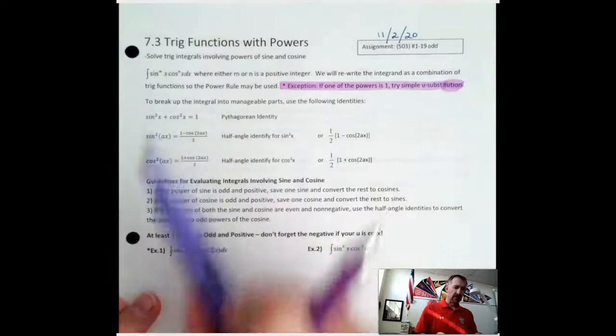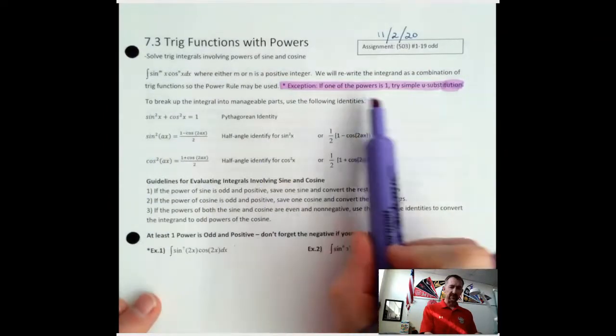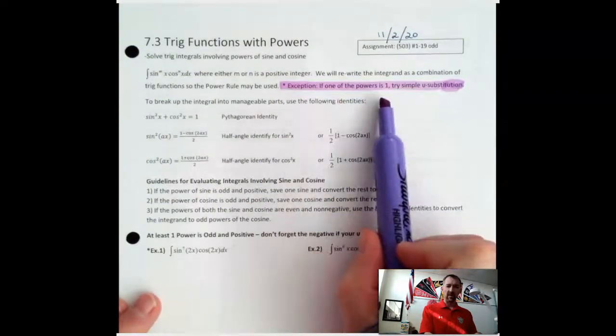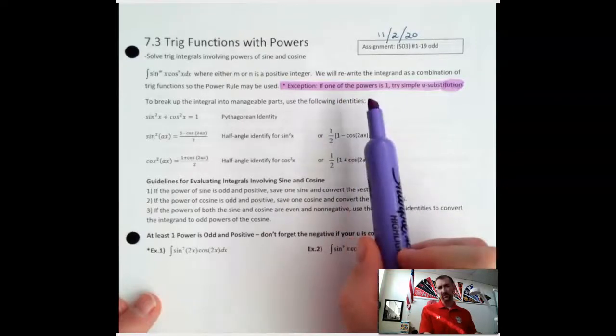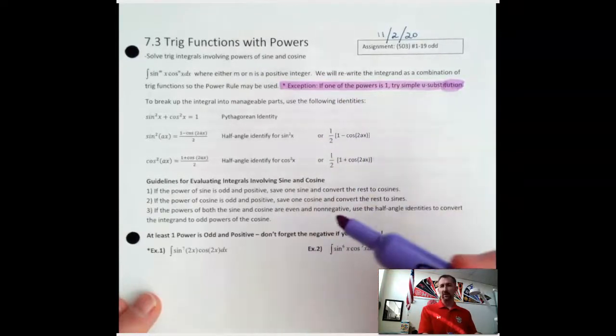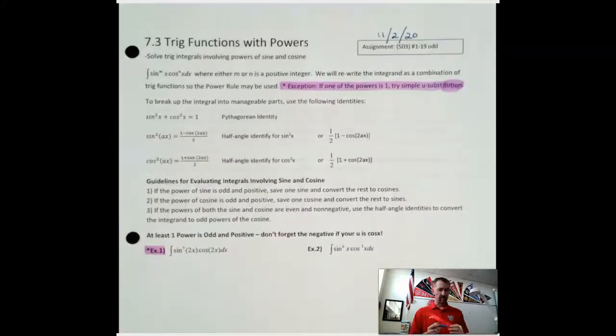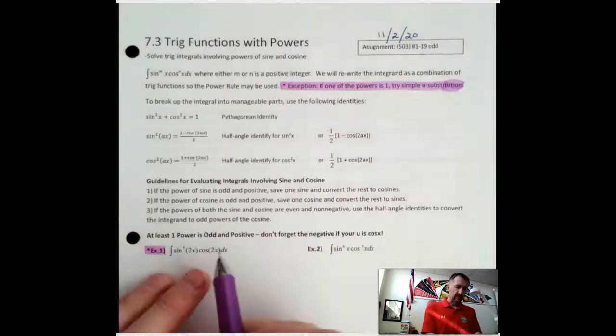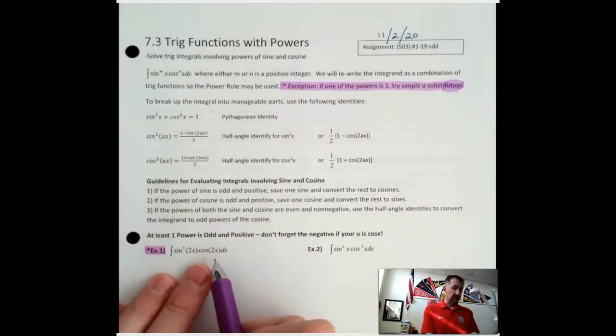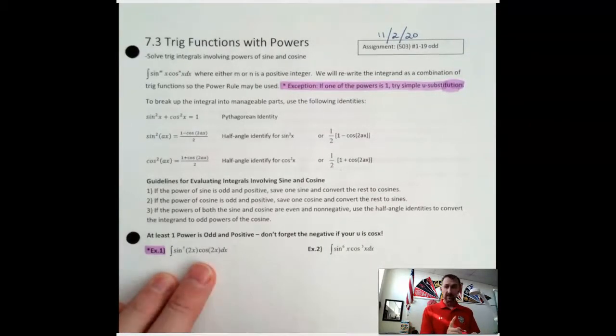So we have these rules that we're about to use, but there's an exception. If one of the trig functions is just raised to the first power, we probably could just use a simple substitution. So example one there has an asterisk by it. So we see that cosine just is to the first power.